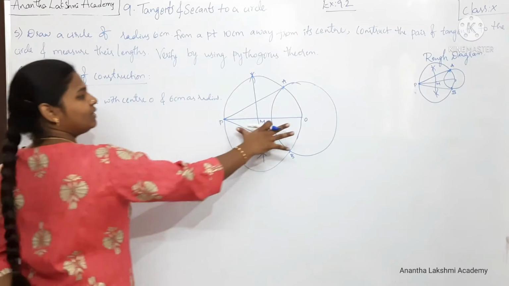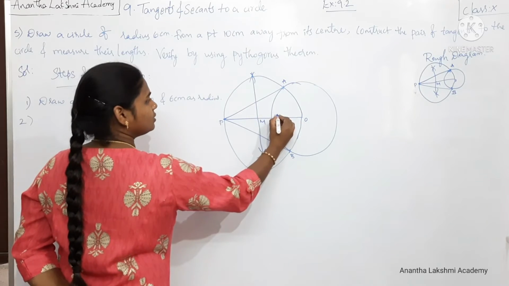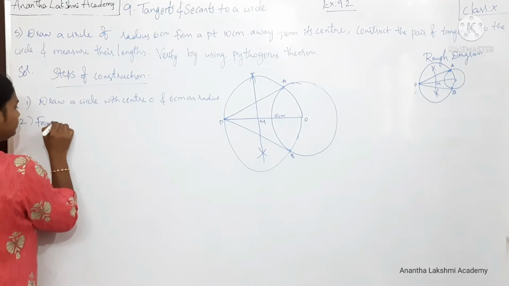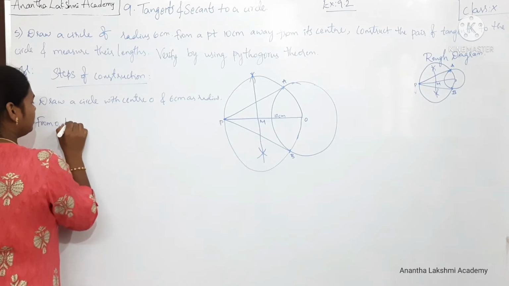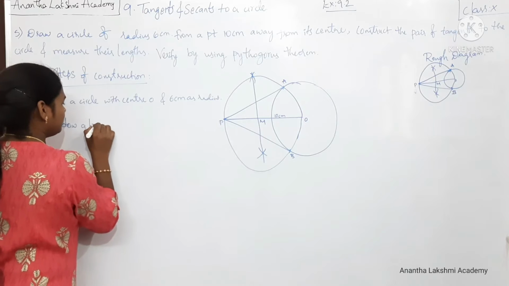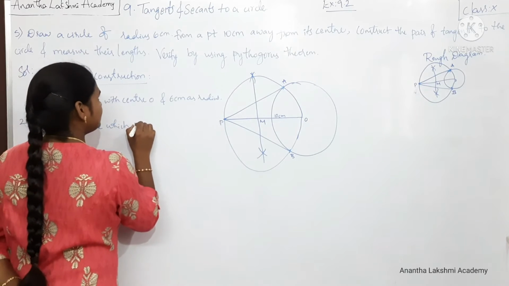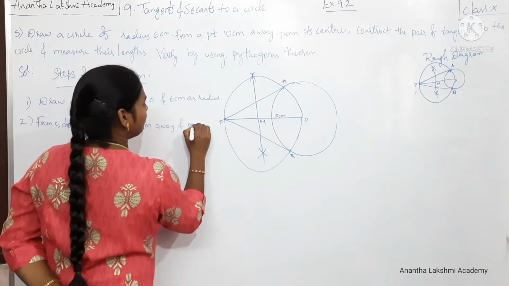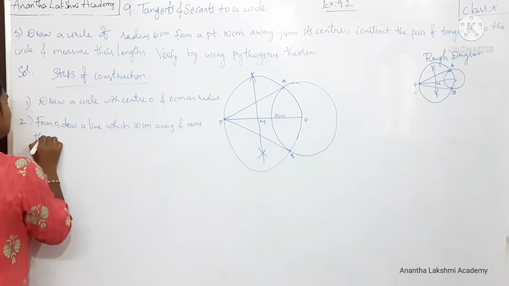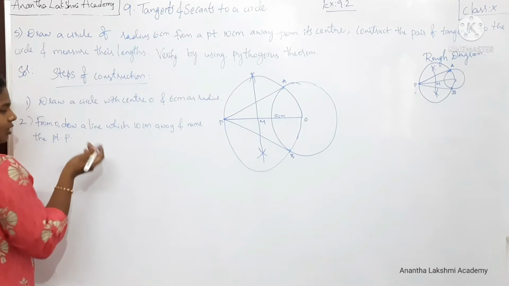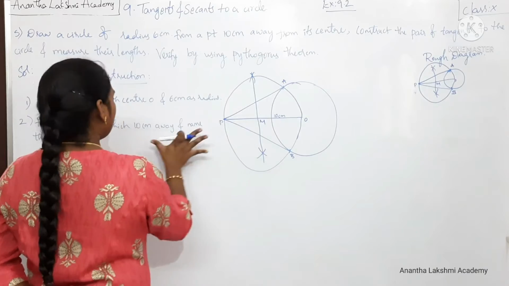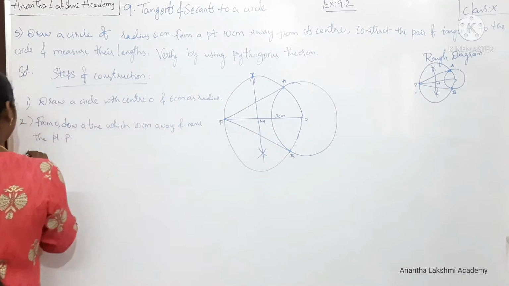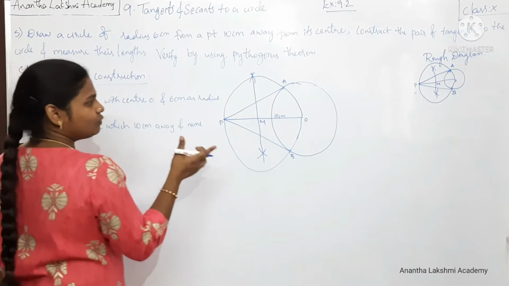Next, point 2, what have we done? We located a point which is 10 centimeters away from O. From O, draw a line which is 10 centimeters long and name the point as P. Or you could write it as draw OP whose length is equal to 10 centimeters from the center O. Alright, anyway, it's fine.